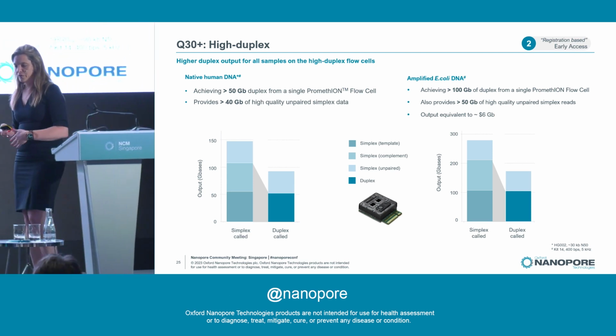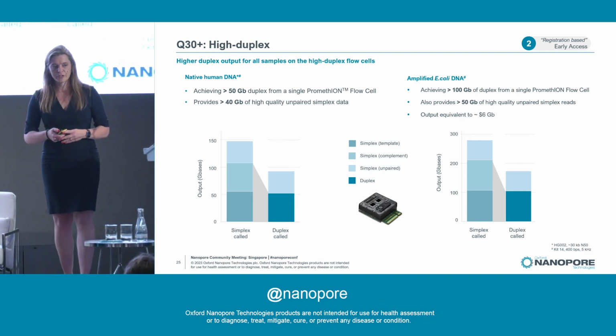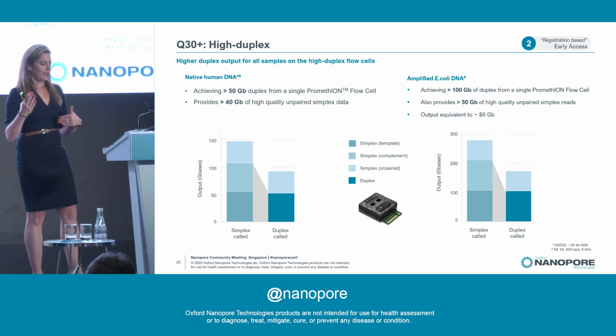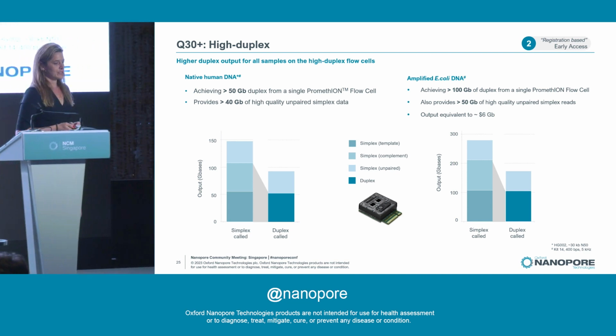We can see that with purified and amplified E. coli, we can get over 100 gigs of Duplex, and that is what our teams are working on: how do we bridge that gap, and how do we get all of those solutions into the hands of our users.